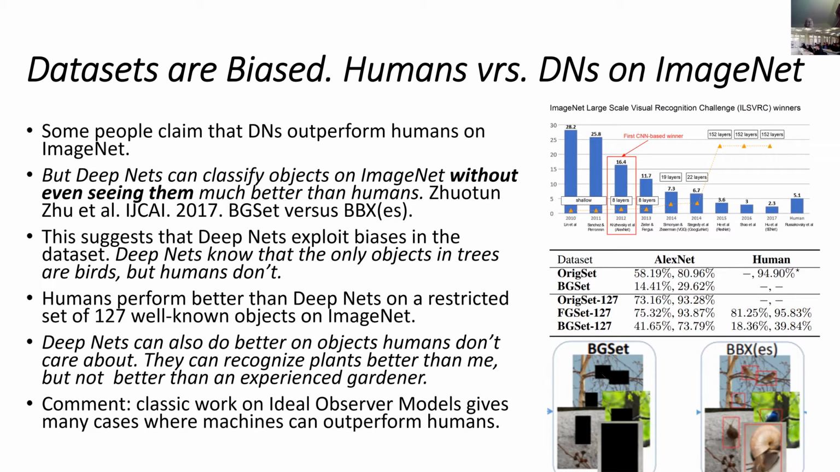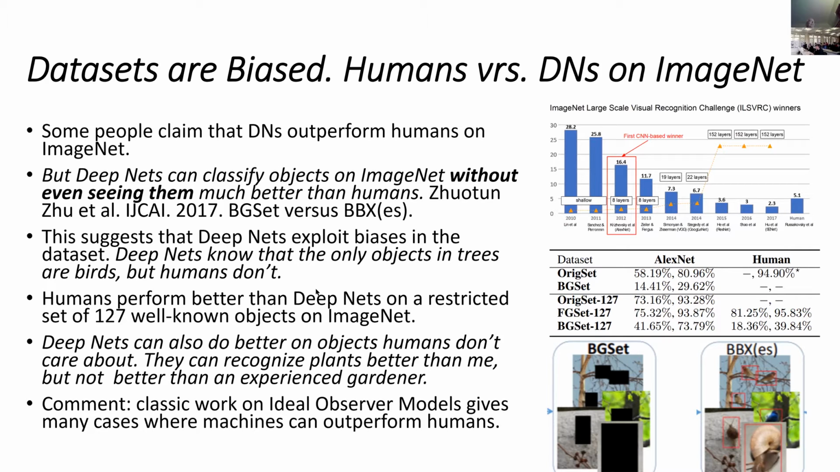A human could think there were many objects that could be in a tree. Children could be in a tree, there could be boxes, there could be any number of things in there. A human would have no idea really of what's in the black box. Bird may be likely, but a human would not know at all. So what's happening is really the deep networks are exploiting biases in the data set. Deep nets know that the only objects in trees are birds, but humans don't.